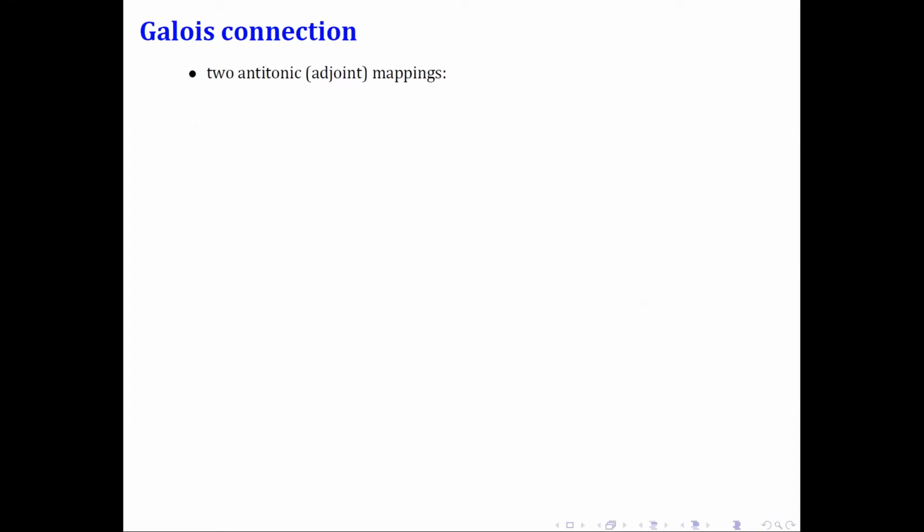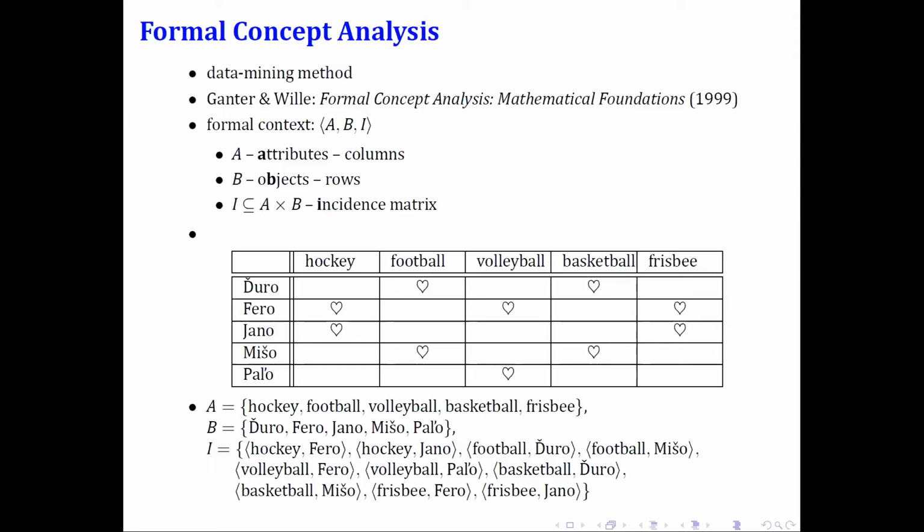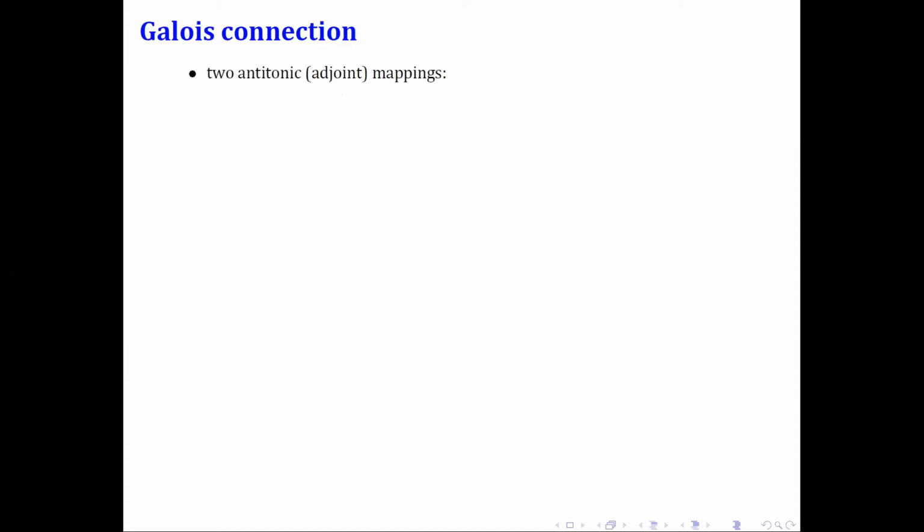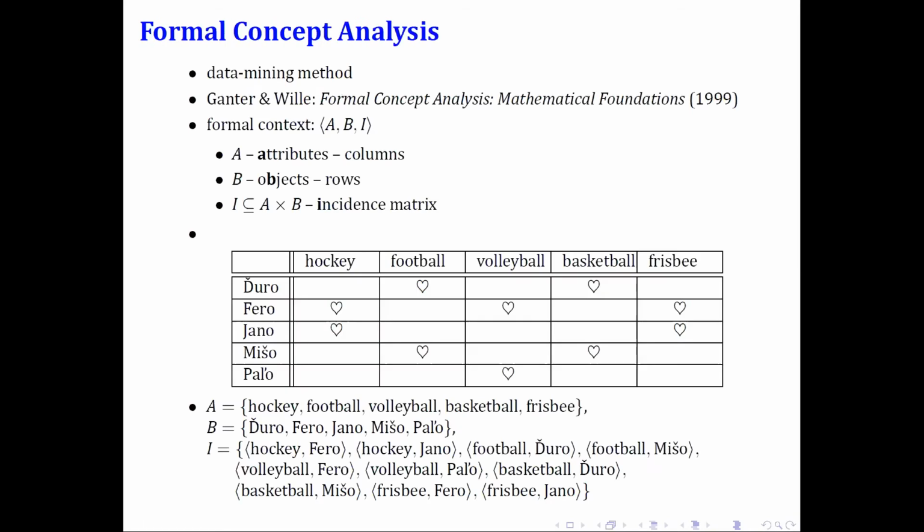Okay. So that is our example, and what is a Galois connection? We have 2 antitonic or adjoint mappings. The first one, denoted by the up arrow, is from the power set of B. It means the set of all subsets of the set B. In our case, it is all groups of our boys. We have 5 boys, so we have 2 to the 5, which means 32 different groups of them. And P(A) is the power set of sports. Again, in our example we have 2 to the 5, which means 32 groups of sports.